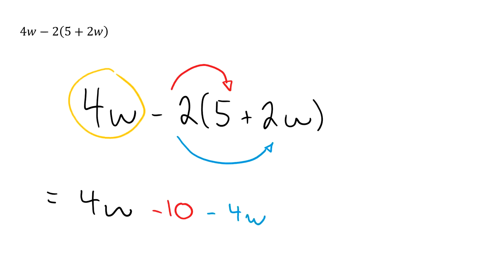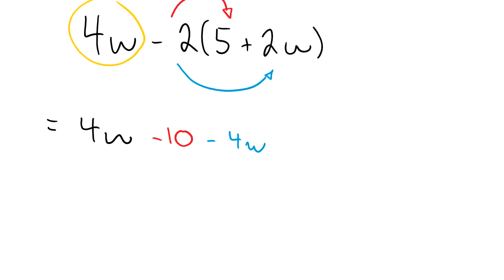We then need to look for our like terms. So I'm going to highlight our like terms. So here and here, they're both w's, so we can simplify this. So 4w, take away 4w is 0, so they disappear, and then we're only left over with our negative 10. So our answer is negative 10.